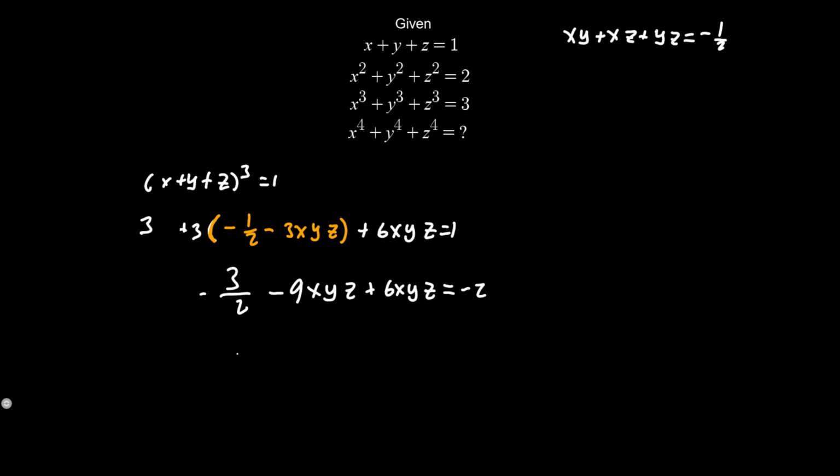And here I'm also going to combine the xyz's, which will give me negative 3xyz. And I also added 3 over 2 to both sides, so negative 2 plus 3 over 2 is going to be negative 1 over 2. So xyz is equal to 1 over 6, because we're dividing by negative 3, and negatives will cancel out, giving us a positive. So we have xyz is equal to 1 over 6.